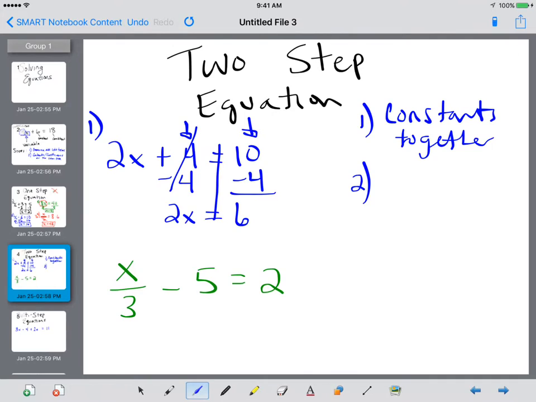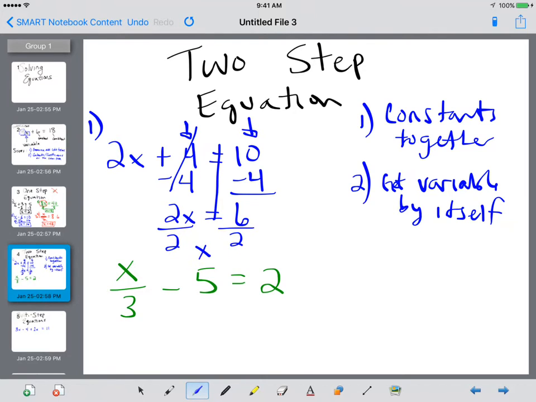So we get the constants together, and then in step 2, we need to get the variable by itself. So that requires us to either multiply or divide. 2x equals 6. Well, just like our one-step, it's now down to one step. I'm going to divide by 2 on both sides and get x equals 3.